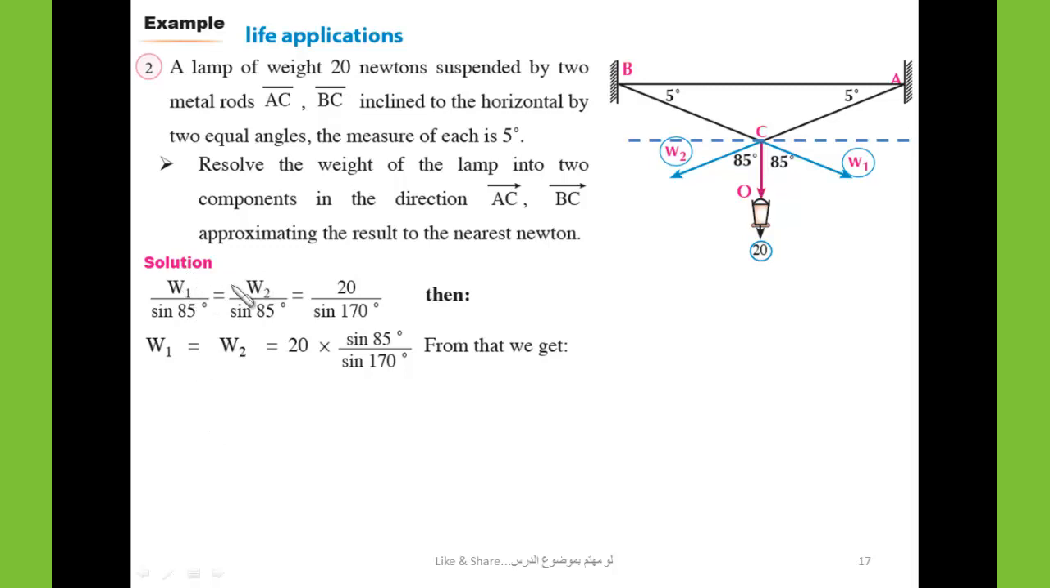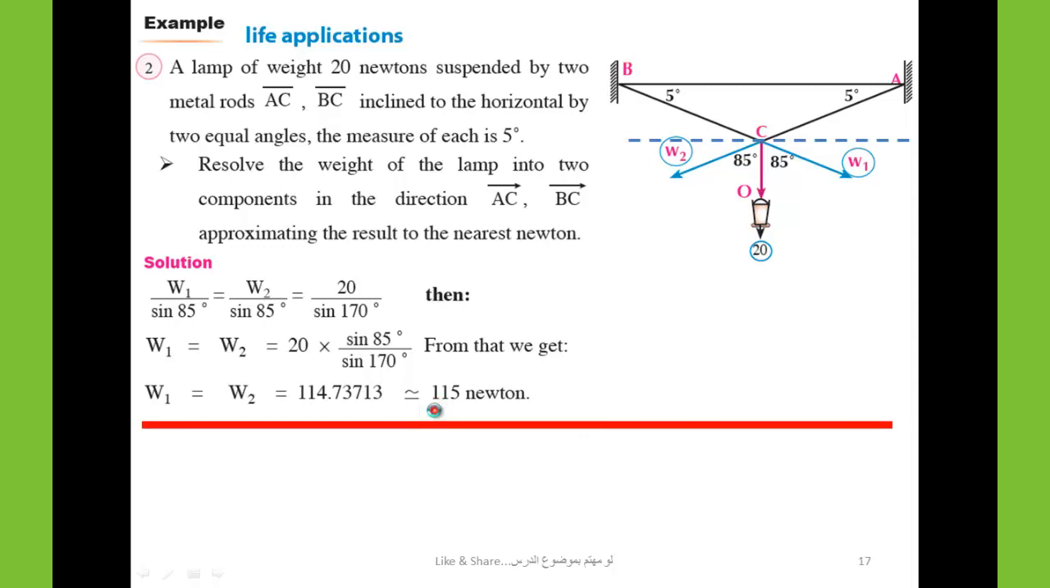We have W1 equals W2 because they have the same denominator, which is sine 85. So W1 equals W2 equals this number, approximately 115 newtons. Notice that the required is to approximate the result to the nearest newton, so there is no decimal. So it's approximately equal to 115 newtons.